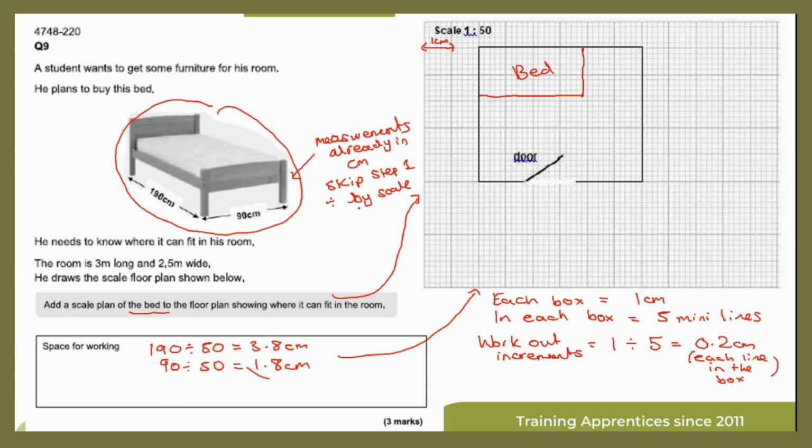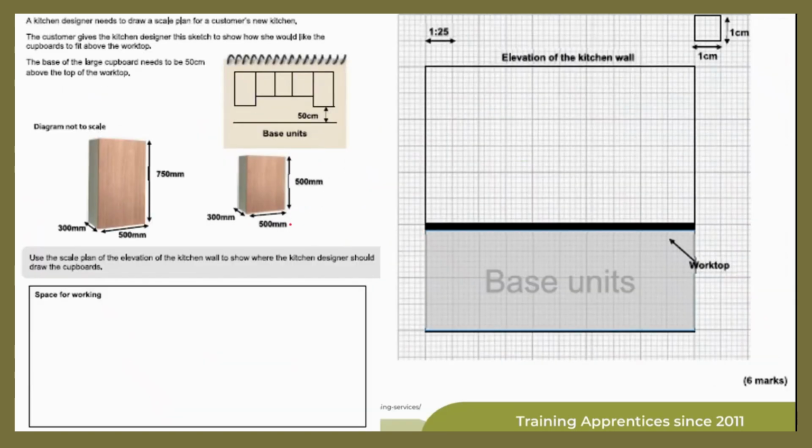Okay, we're going to do one more question on this, and this is a bit of a larger question, so there's a couple more steps that are needed. A kitchen designer needs to draw a scale plan for his customer's new kitchen. The customer gives the kitchen designer this sketch to show how she would like the cupboards to fit on the worktop. The base of the large cupboard needs to be 50 centimetres above the worktop. Use the scale plan of the elevation of the kitchen wall to show where the kitchen designer should draw the cupboards. So this is what we call a front elevation.